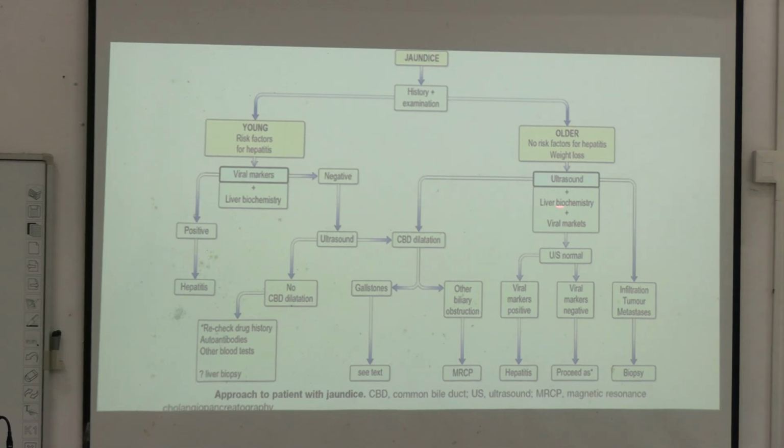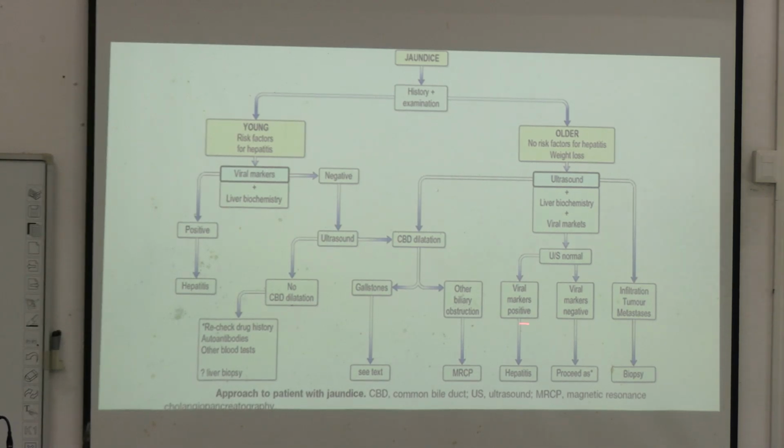Older patient: ultrasound plus liver biochemistry and viral markers. Ultrasound normal, viral marker positive, hepatitis. Viral marker negative, and inflammation, tumor, metastasis, then we have to do biopsy. And CBD dilatation, if it is due to gallstone, then we have to operate on the patient. CBD dilatation, other biliary obstruction, then we have to do MRCP, that is magnetic resonance cholangiopancreatography, MRCP procedure.